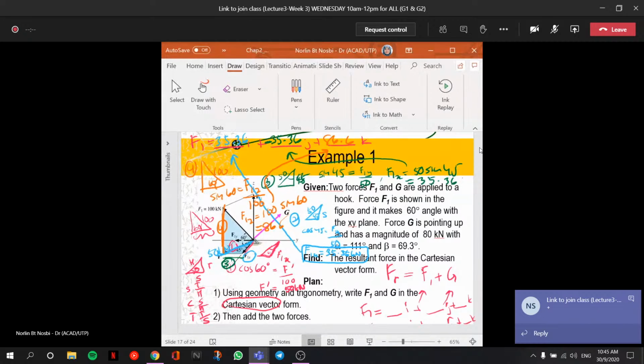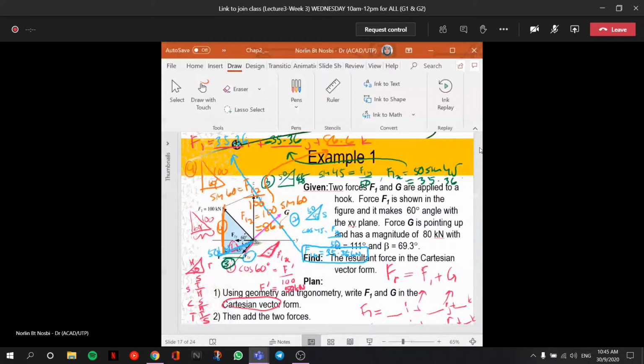So you get the full coordinate for this vector, which is 35.36i minus 35.36j plus 86.6k. So now you have done for F1. So next, you need to find the coordinate or the position for G.